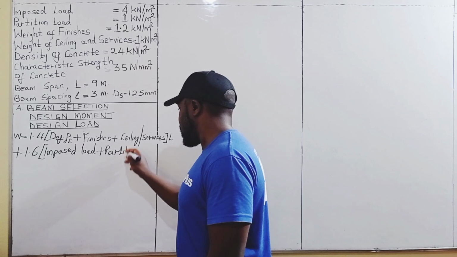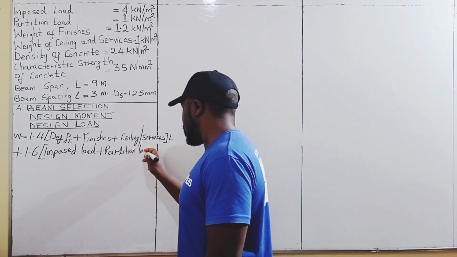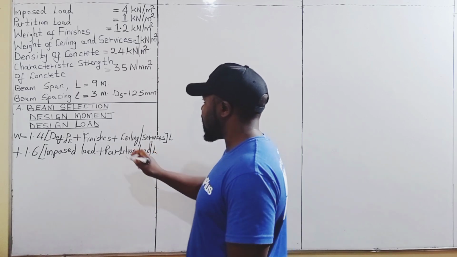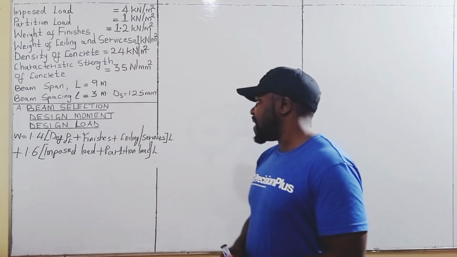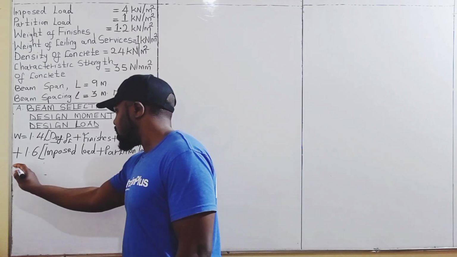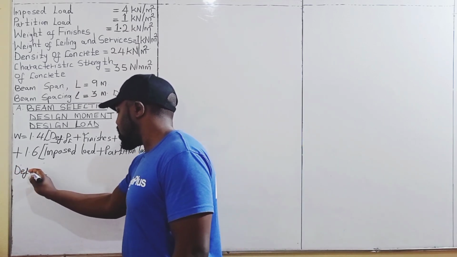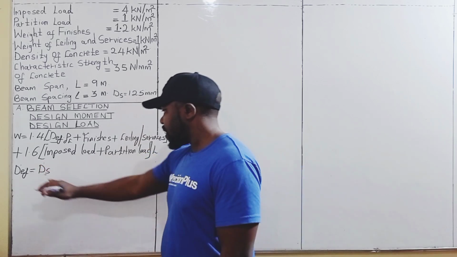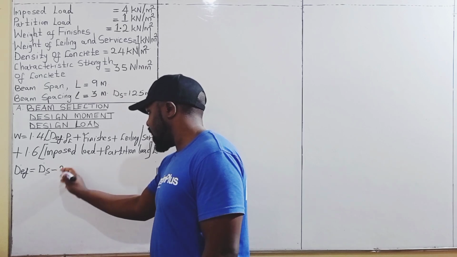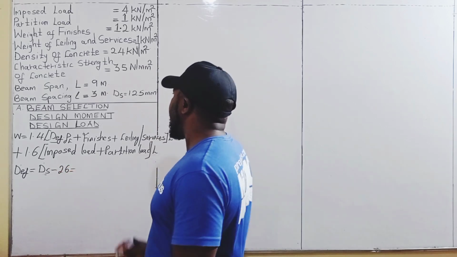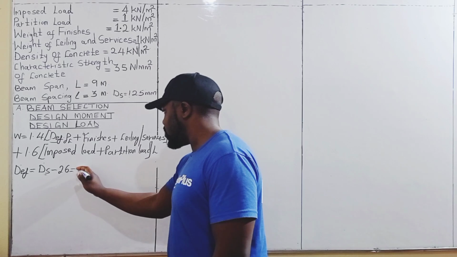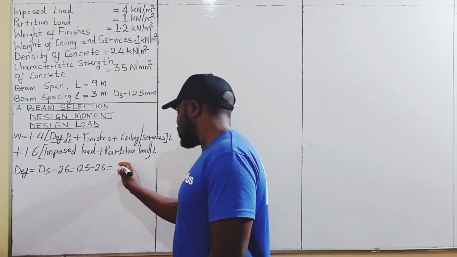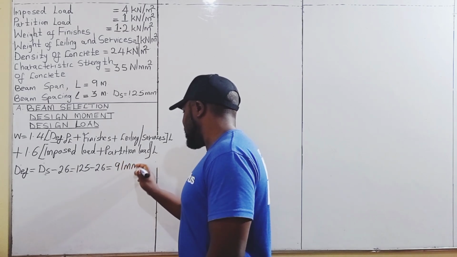plus the partition load, which forms part of the live loads. So we add the partition load, and then in the same way we multiply by the beam spacing, that is 3 meters. From manufacturer's literature, the effective thickness of slab is usually given by the depth of the concrete slab minus 26 millimeters, and the depth of the slab is 125 millimeters. We subtract 26, and that is going to give us 91 millimeters.